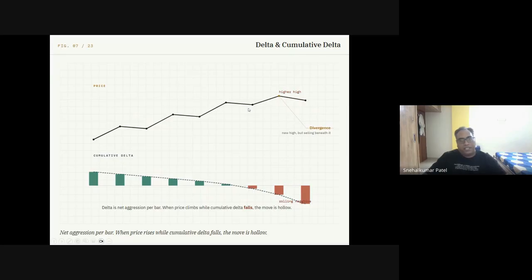Delta and cumulative delta, as I mentioned. Let's say this is an example of a divergence. Say the price is moving up, but the delta or cumulative delta is moving down. That means the move that is happening is hollow. The move can go down when there is a gap between the delta and the price. So this is an example of delta divergence. We will look at it in a later part as well in the chart.